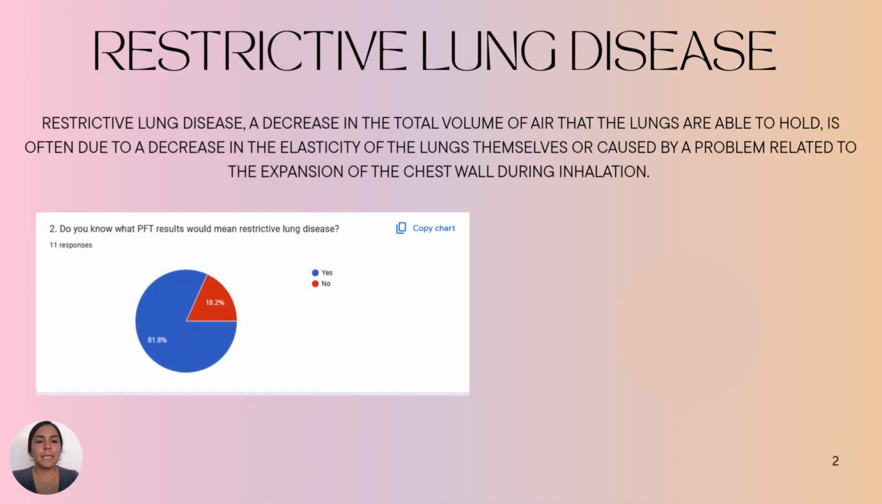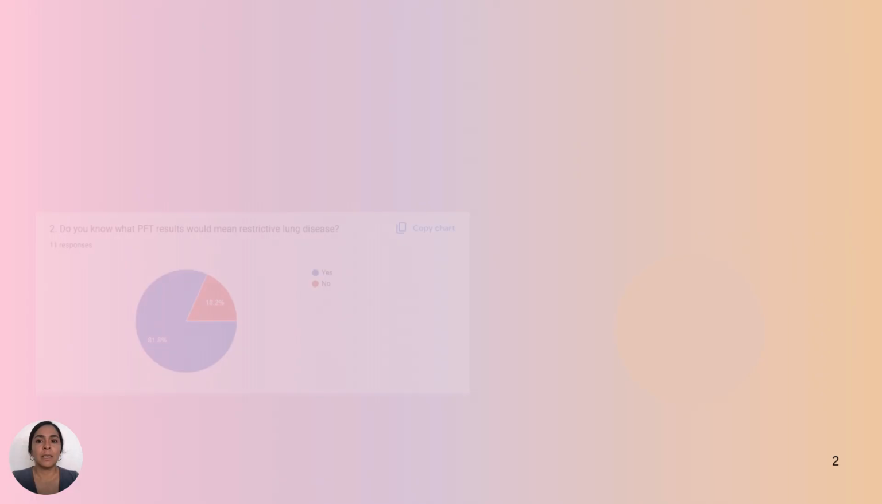Restrictive lung disease is a decrease in the total volume of air that the lungs are able to hold. It is often due to a decrease in the elasticity of the lungs themselves or caused by a problem related to the expansion of the chest wall during inhalation. Do you know what PFT results would mean restrictive lung disease? 81% of you said yes, 18.2% of you said no. So we will be reviewing restrictive lung disease PFT results.